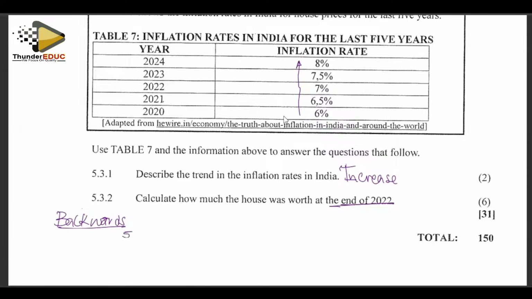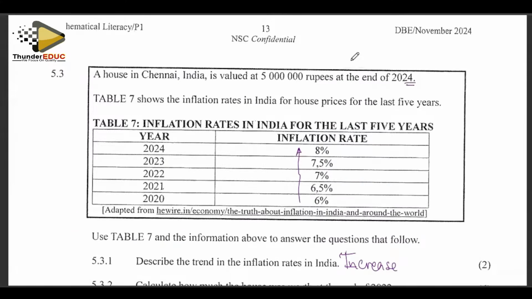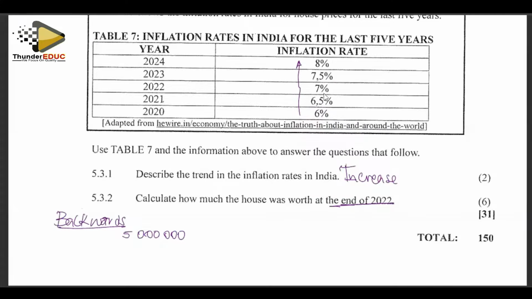So in 2024, the house was worth 5 million. But remember, it had increased by 8%. So we need to reduce it by 8%. So we say we divide by 1.08. So the answer becomes what? Becomes 4,629,629.63. This is 2023.